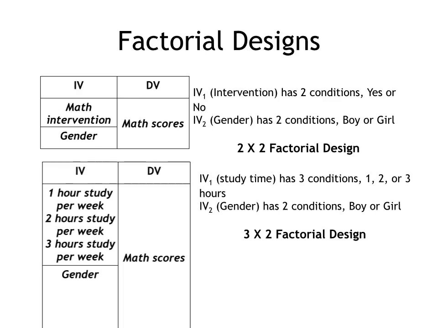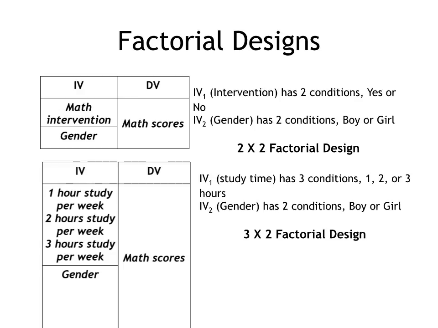Now, the top one here is what's called a 2x2 factorial design. And what that means is that my first independent variable, the intervention, has 2 conditions, either yes or no. They're going to get it or they're not. And my second independent variable, which is gender, whether they're a boy or a girl, has 2 conditions. So this is a 2x2 factorial design.